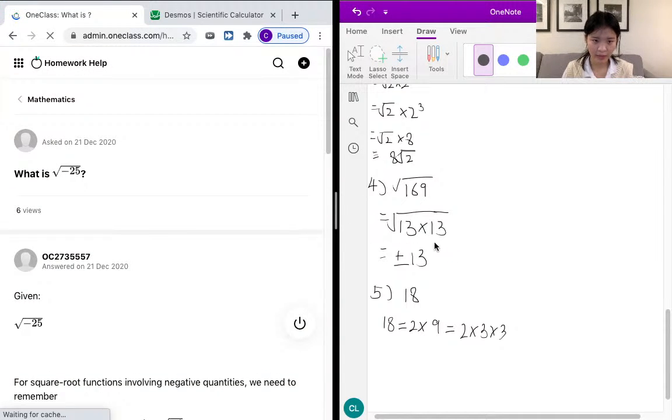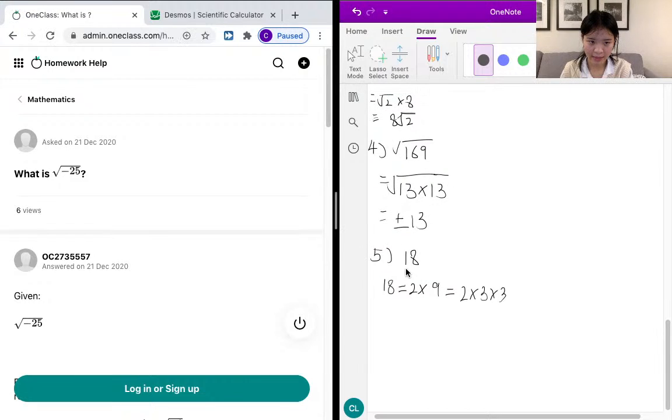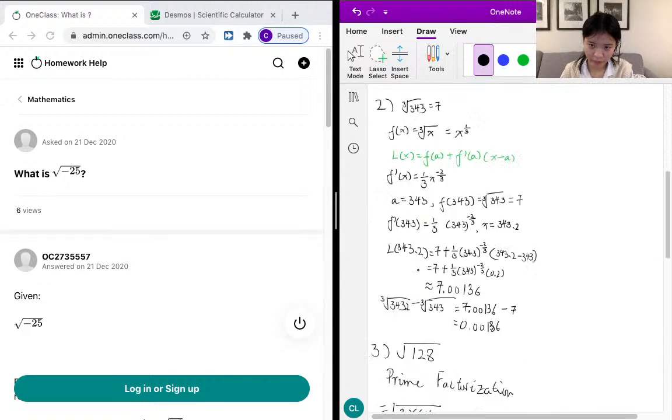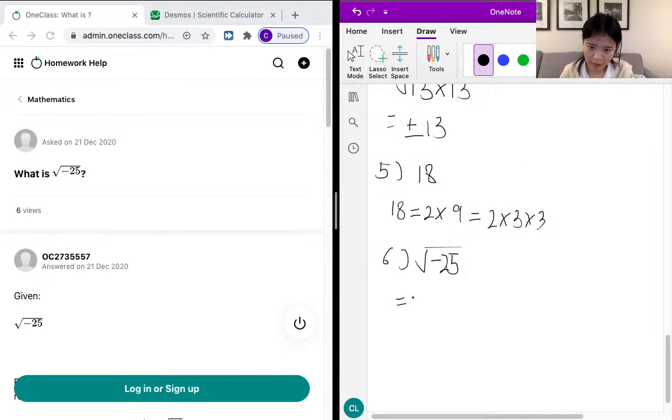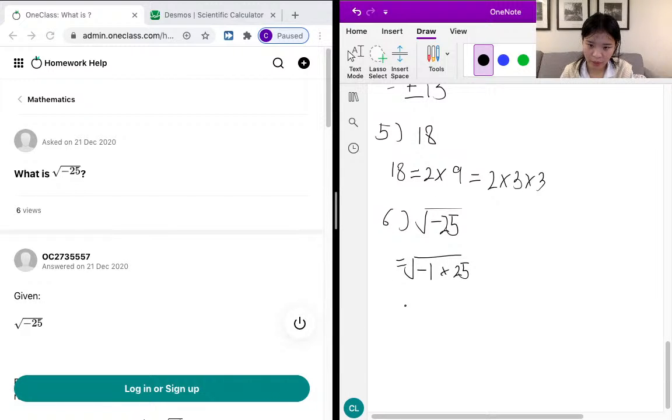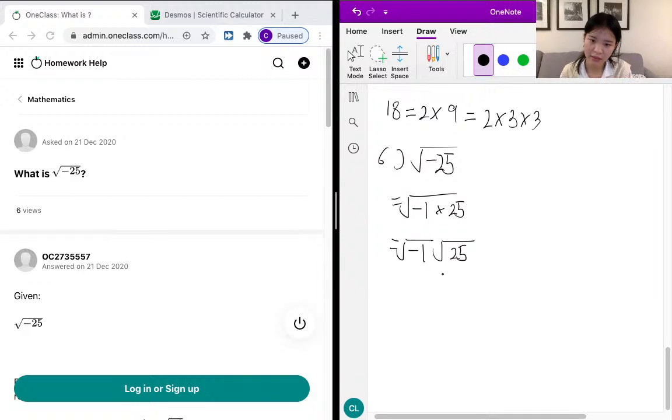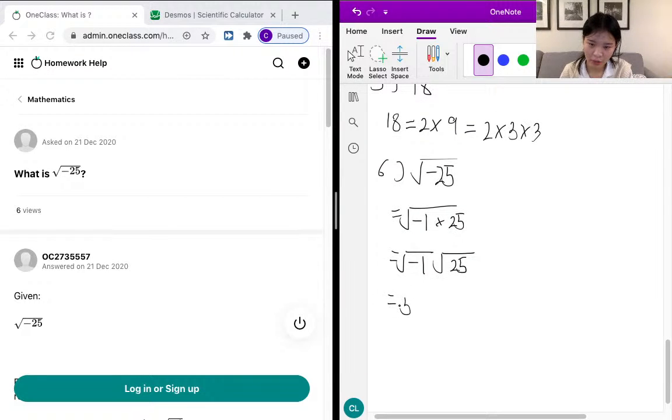Okay, and the next question is asking us what is the value of the square root of negative 25. So we know, let's take the negative 1 out. Negative 25 is negative 1 times 25. Again, we can split the terms, so we can split the term into negative 1 and the square root of 25. The square root of 25 is really straightforward. It's just 5. So we know this is 5 root negative 1.